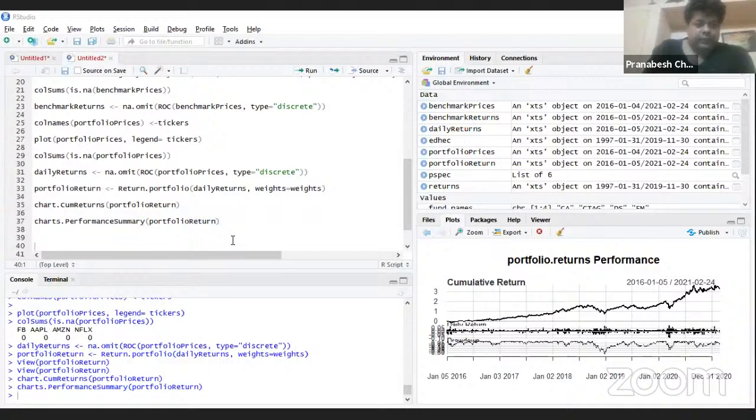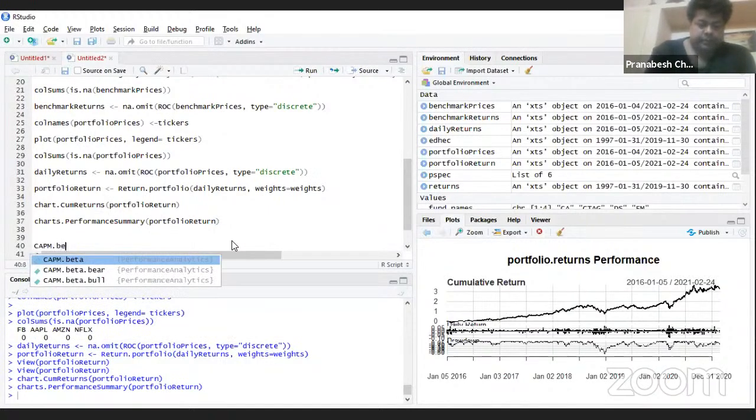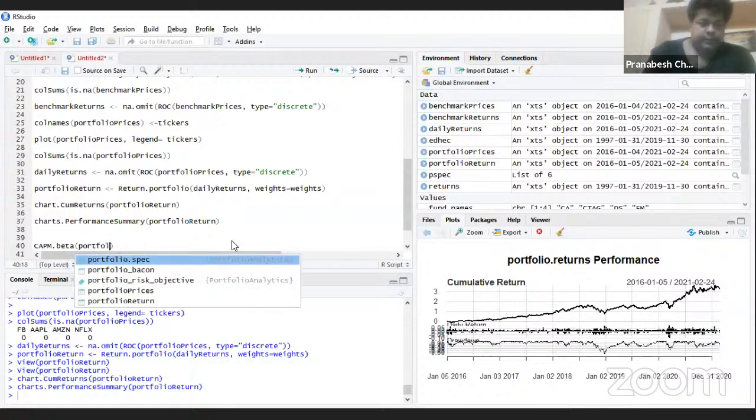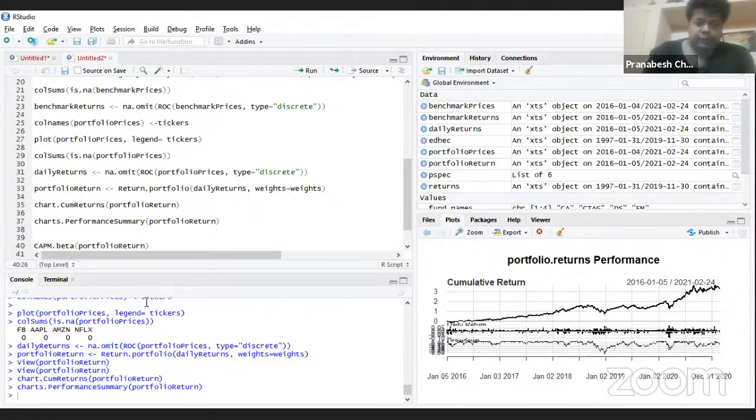So the formula that we will use for CAPM is called CAPM. In fact, we cannot directly use CAPM, we use CAPM.beta. We have to pass the portfolio return and we have to pass the benchmark return. Now we are 0.035 with respect to the market.